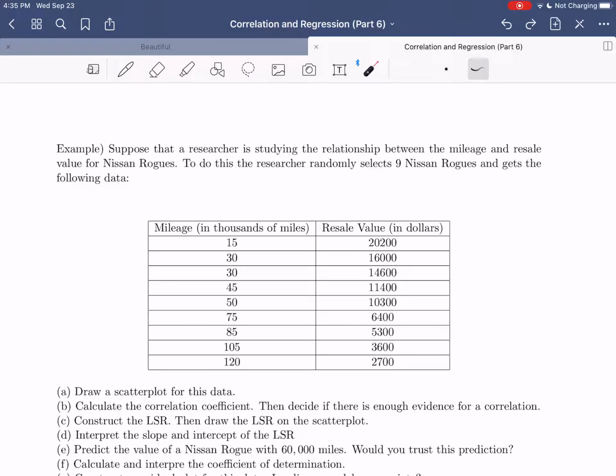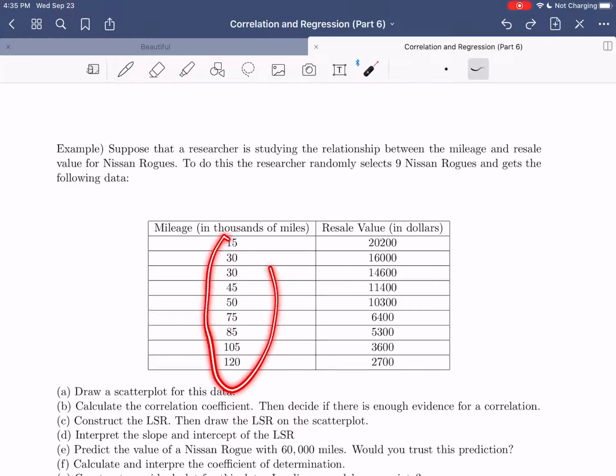So for this example, we're going to suppose that we have a researcher that's studying the relationship between the mileage and the resale value for a particular type of vehicle. In this type, we're looking at Nissan Rogues, which are like an SUV produced by Nissan. So to do this, the researcher randomly selects 9 Nissan Rogues and gets the following data.